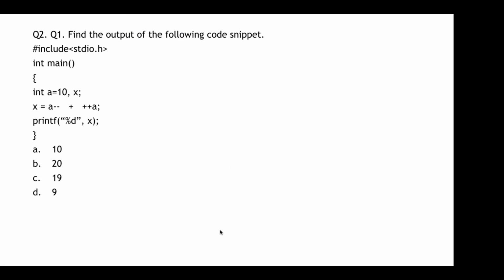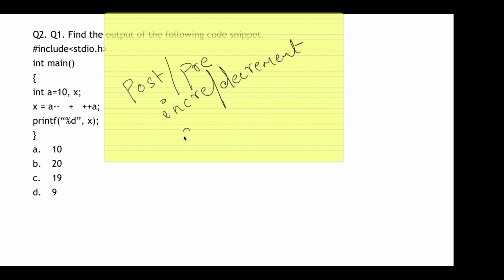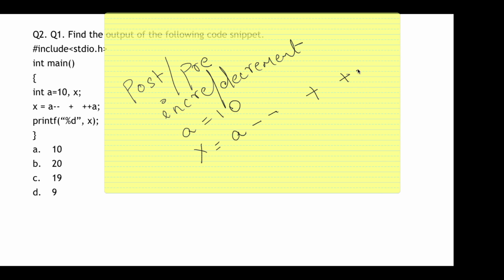So moving on to the next question, it says find the output of the following code snippet. It is again a C code. This is based on post and pre increment and decrement. Okay, post and pre increment and decrement. Now it says a is equal to 10, x is equal to a-- plus ++a. Okay, now you see the value of a is 10, okay? Here the value won't change.